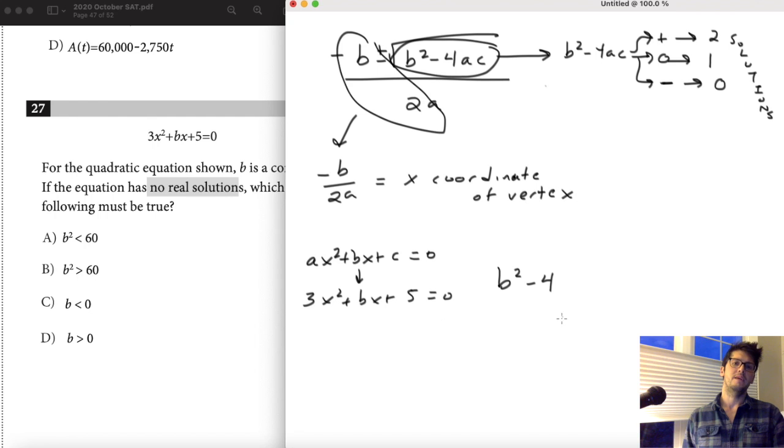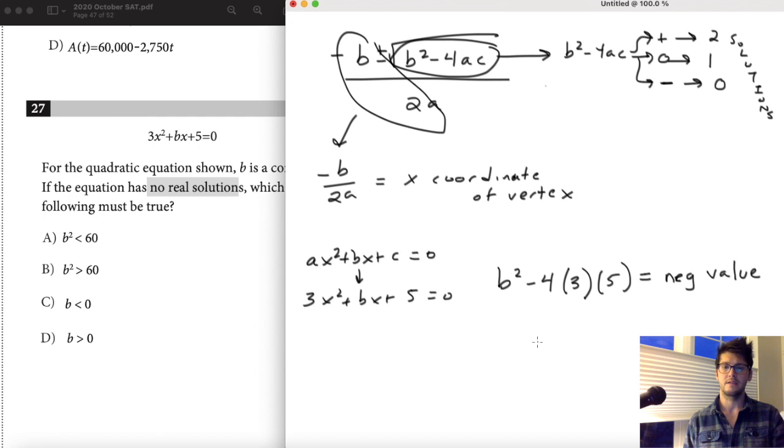So be mindful of the fact that it doesn't matter what you call this letter. In standard form, that's the b. It goes in this part of the quadratic equation, this part of the discriminant. B squared minus 4 times our a value. A is 3. C is positive 5. We need this to equal a negative value. Negative value. So, okay, let's figure out what this is.